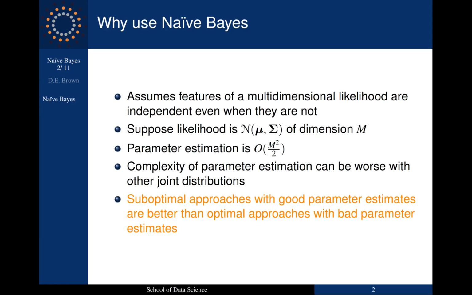This is an important principle in machine learning in general, which is why I've highlighted it. And it says that suboptimal approaches with good parameter estimates are better than optimal approaches with bad parameter estimates. So the idea here then is, look, we know we're going to be suboptimal with this naive Bayes approach, but if we can get good estimates for the parameters, then we're probably going to do better in the world of classification and even regression than we would if we really tried to force fit optimal approaches and we don't get very good estimates for our parameters.